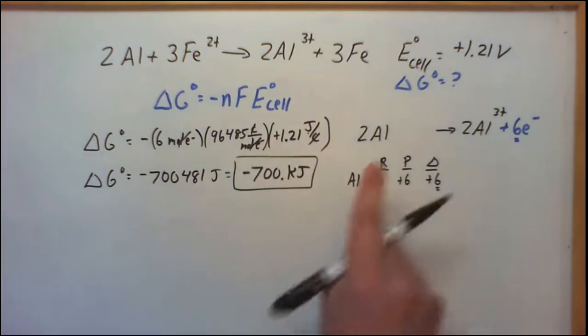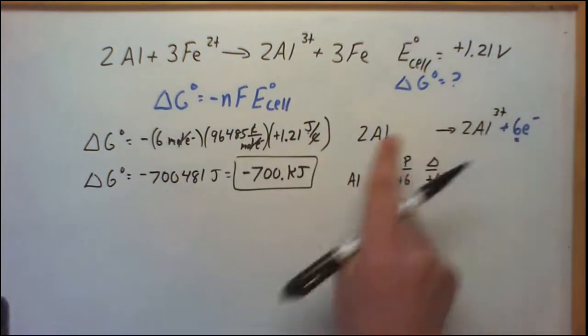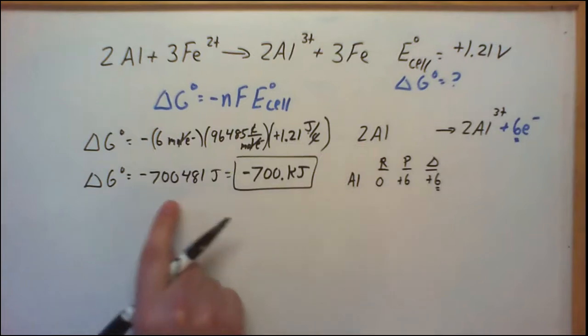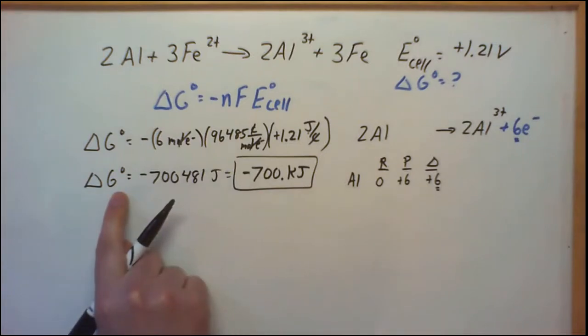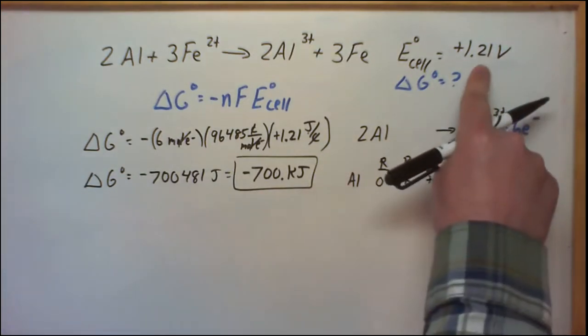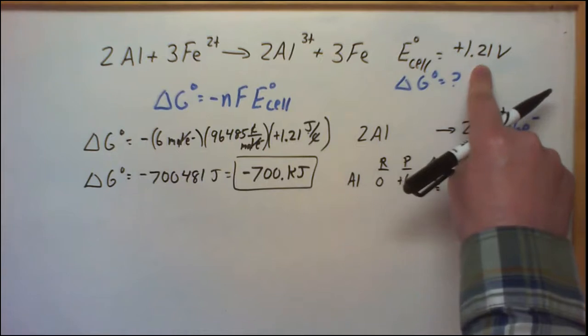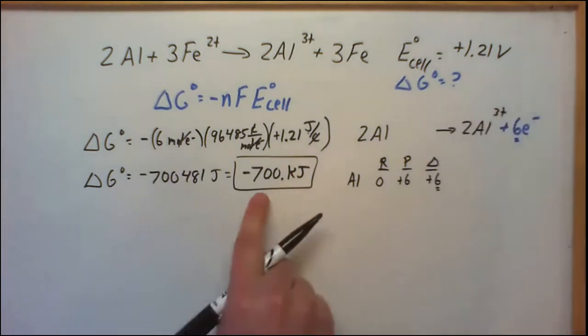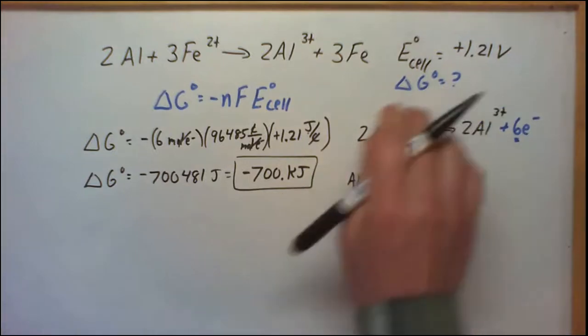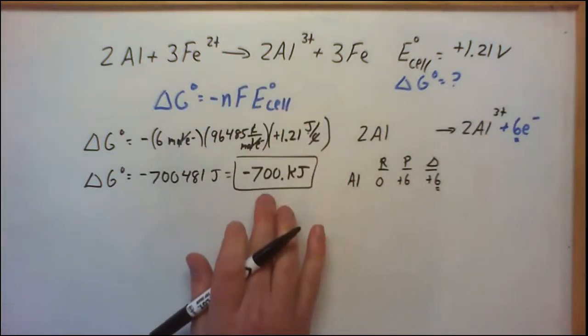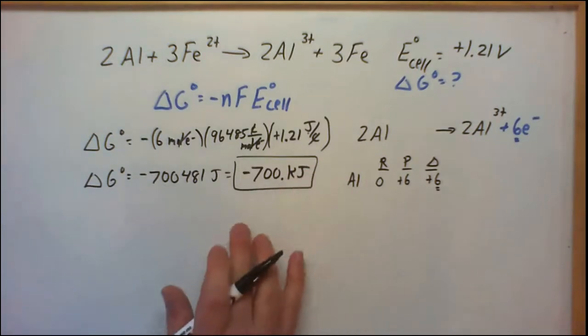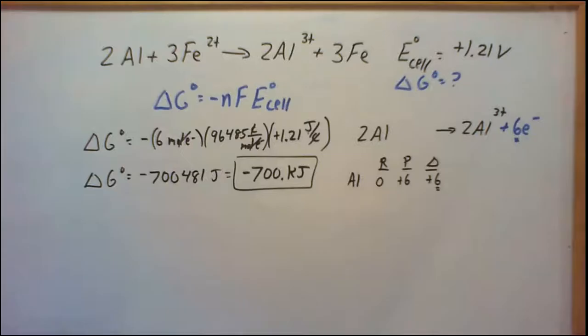So as expected, a positive standard cell potential will give us a negative Gibbs free energy under standard conditions. And notice that a relatively moderate standard cell potential, 1.21 volts, fairly easy to measure, gives quite a large negative delta G value, which indicates the maximum amount of useful energy we can get out of this process. But at least theoretically, it's a fairly high number.